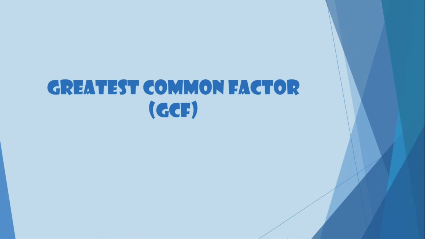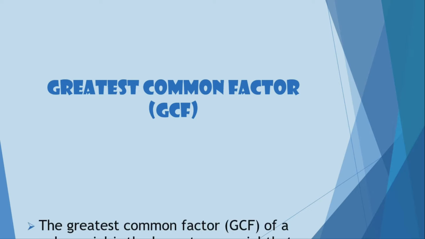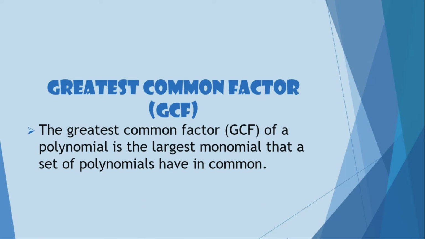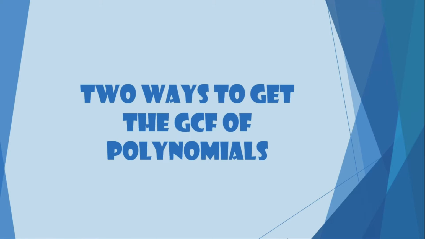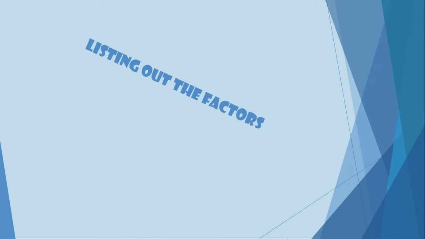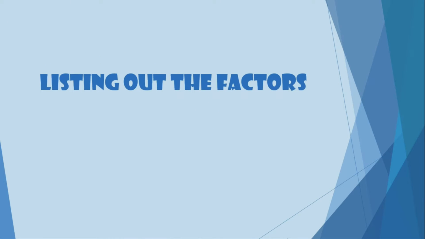What is the greatest common factor or the GCF? The greatest common factor of a polynomial is the largest monomial that a set of polynomials have in common. There are two ways to get the GCF of polynomials. The first way is by listing out the factors.